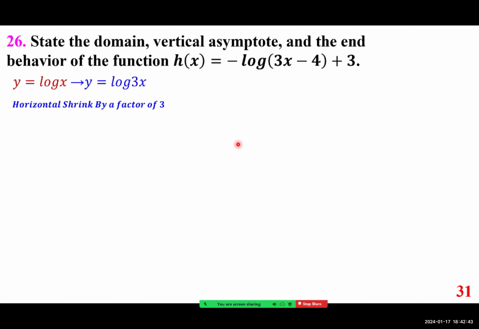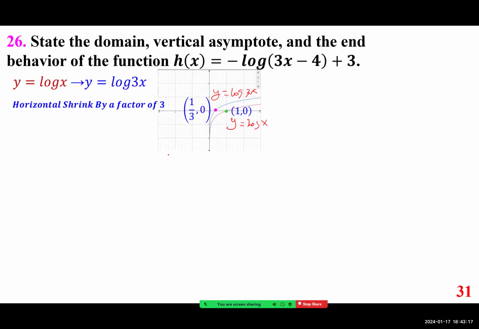So if the x-intercept is located at 1, 0, now it shrinks by 1/3, becomes 1/3 comma 0. So please understand, this is 1, 0. This is the basic log, or log x. This is y equals log x. And the blue one, the top one, is y equals log 3x, and that's 1/3 comma 0.